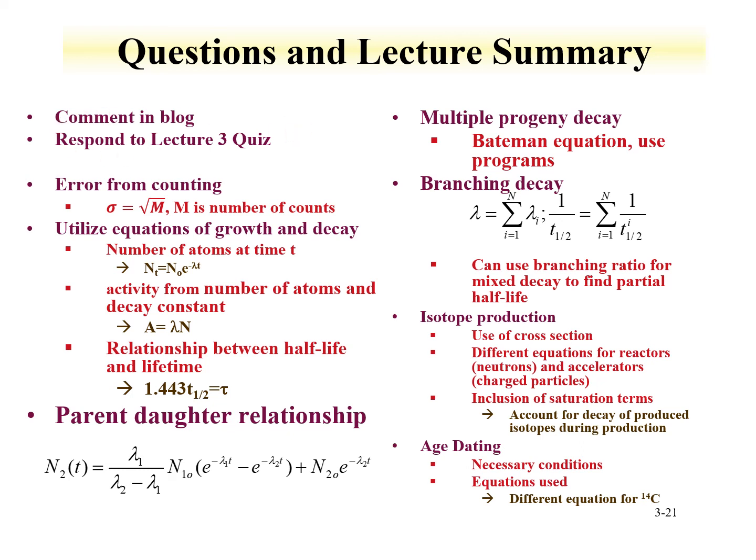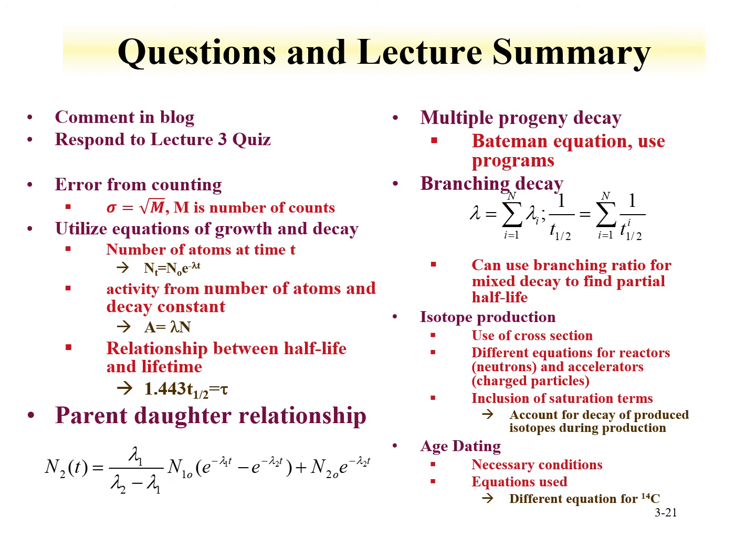The lecture summary is provided here. Those terms and concepts that you should focus on from the lecture are shown here. The error in counting is an important term that was discussed, and it's simply the square root of the number of counts. This dictates conditions when one does work with radioactive material. There were a number of examples of utilization of equations of growth and decay.